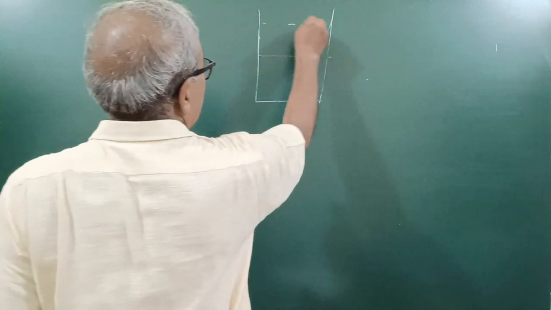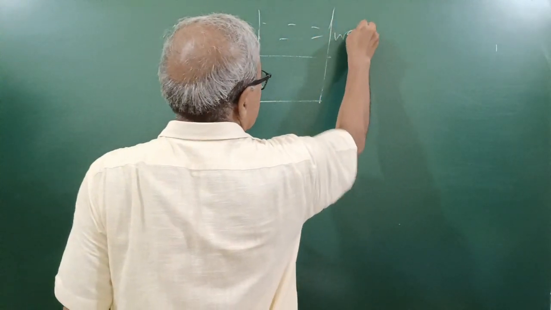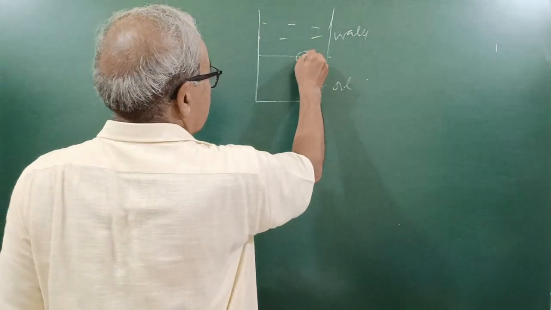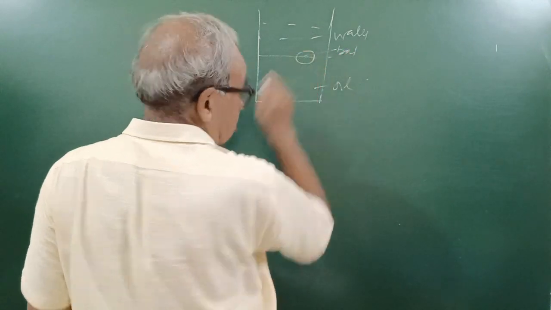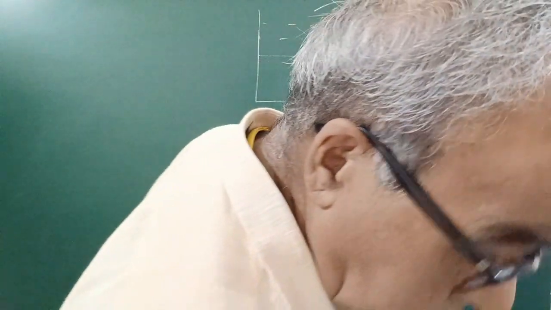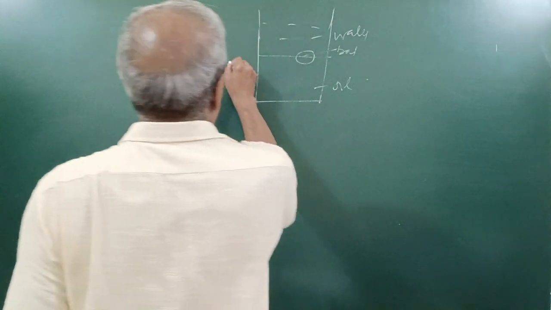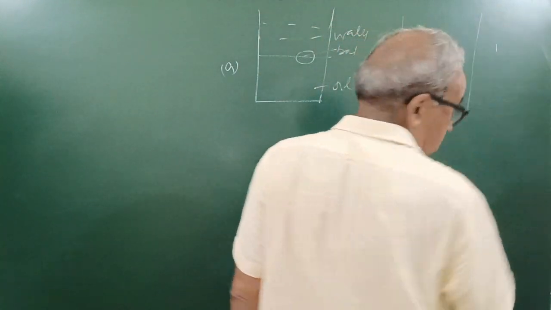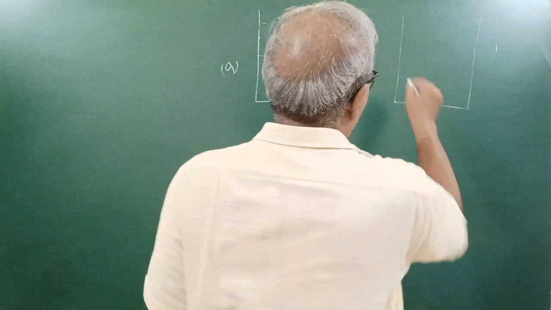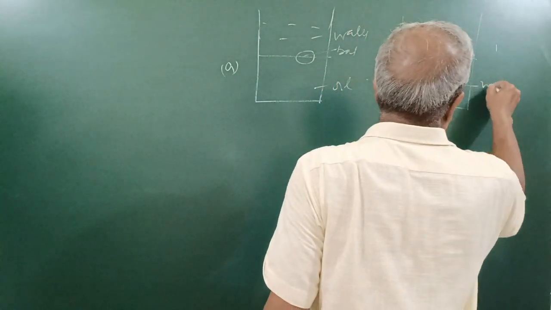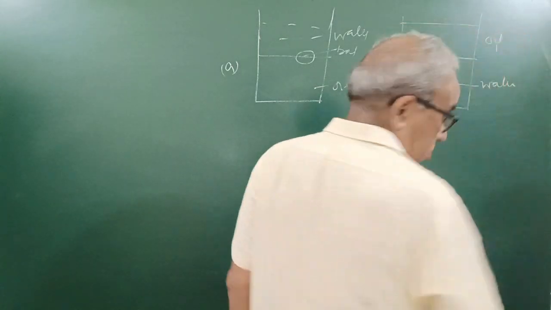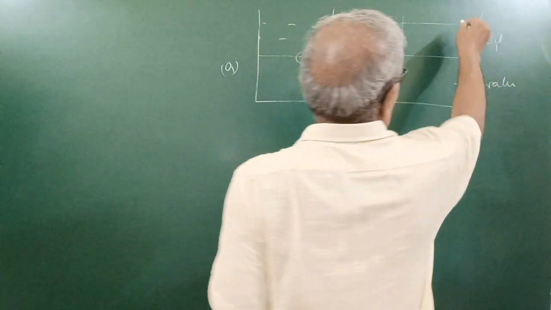Water, here is water, oil, and a ball floating here. Okay, B option is there. It is A figure. B figure is there. Water below. There is water, and it is oil, and ball floating here.